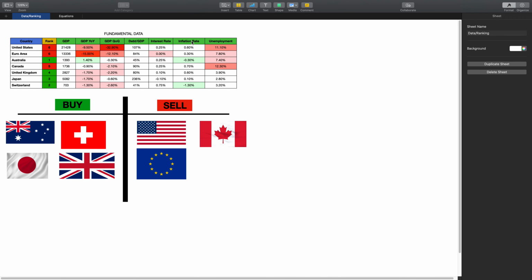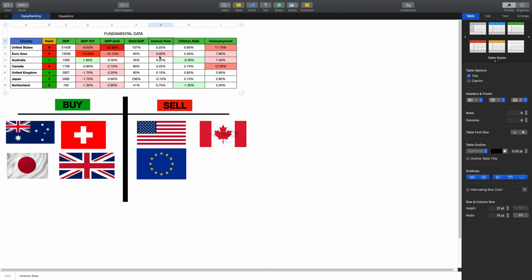Like I said, I know another guy whose number 1 is whoever is closest to the 2%. So my number 1 right here is Switzerland because they're minus 1.3%. And his number 1 would be Canada because they're the closest to the 2% target. But that's just my own opinion. I'm not going to be doing it like that.